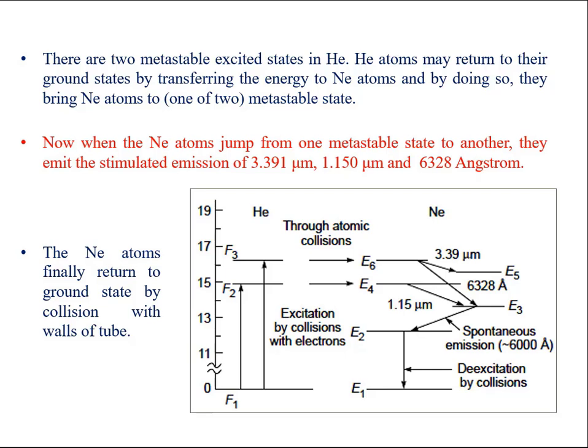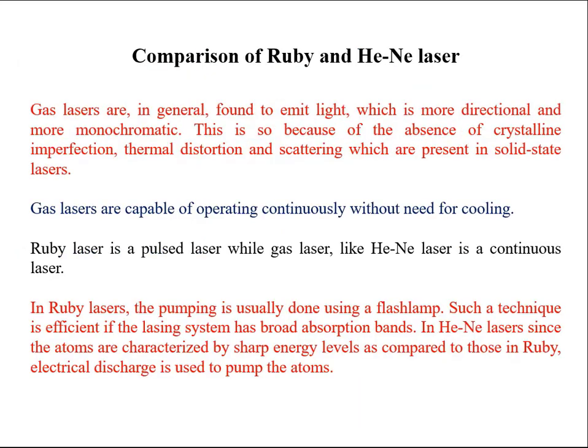After this, the neon atoms finally return to the ground state by collision with the walls of the tube. After discussing the mechanisms of ruby laser and helium neon laser, we can compare these two lasers. The gas lasers are more directional and monochromatic, because in gases there is no possibility of crystalline imperfections, thermal distortions and scattering, which is the problem in solid state lasers. Secondly, gas lasers are capable of operating continuously without need of cooling, because cooling a solid body is difficult.